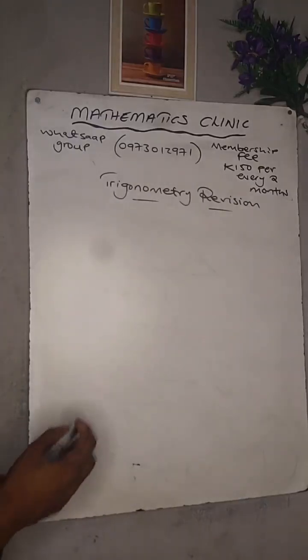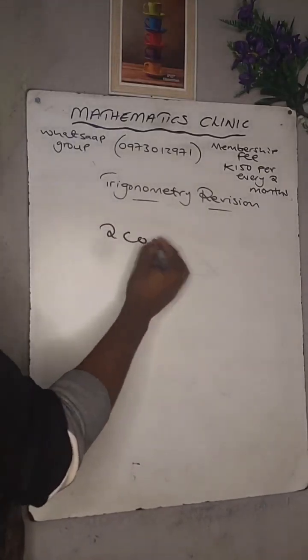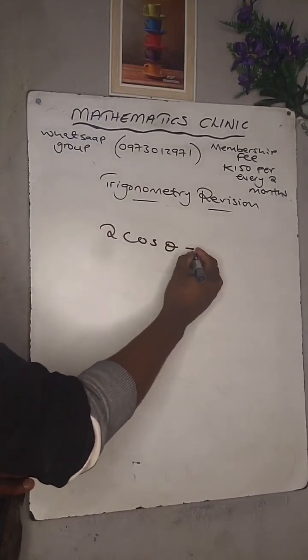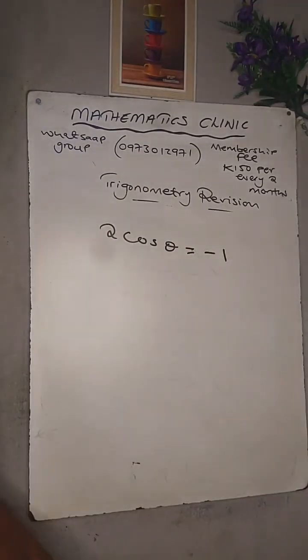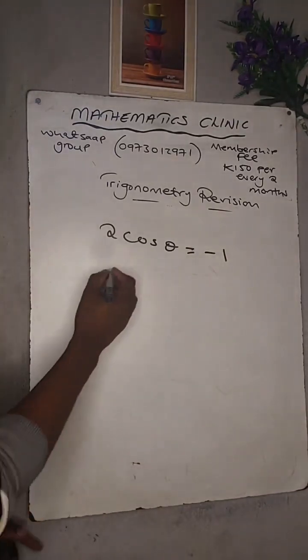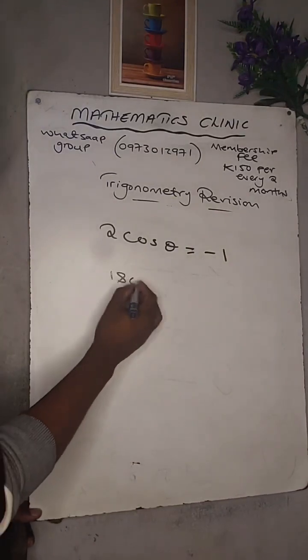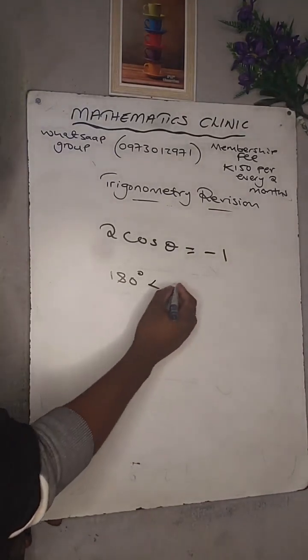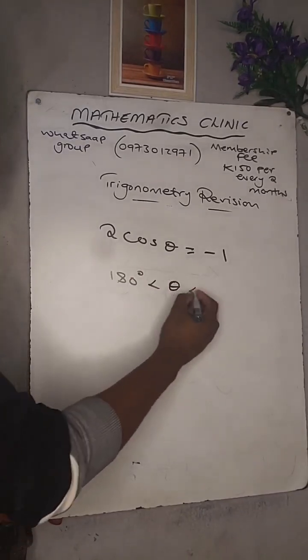So there's another question that is coming in. It's saying, solve the equation 2 cos theta is equal to -1. So we have been given the range. They're saying that our answer should be greater than 180, but less than 360.